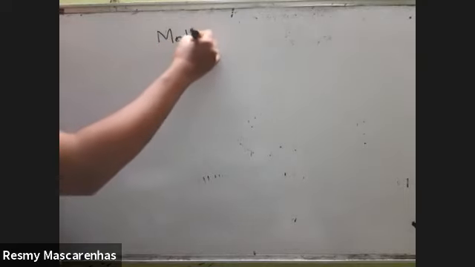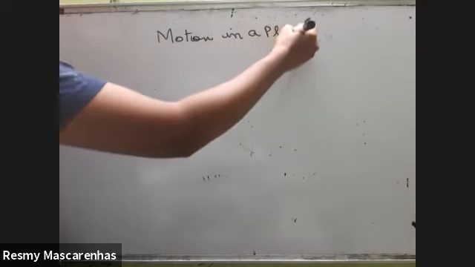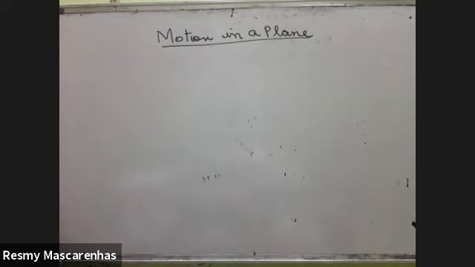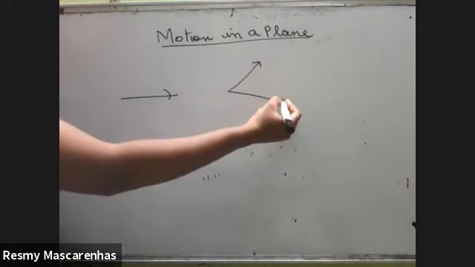It's a new chapter, that is motion in a plane. The previous one was in a straight line. This is motion in a plane. Straight line means normal, like in one direction only. But in a plane means it could go in this as well as this way.